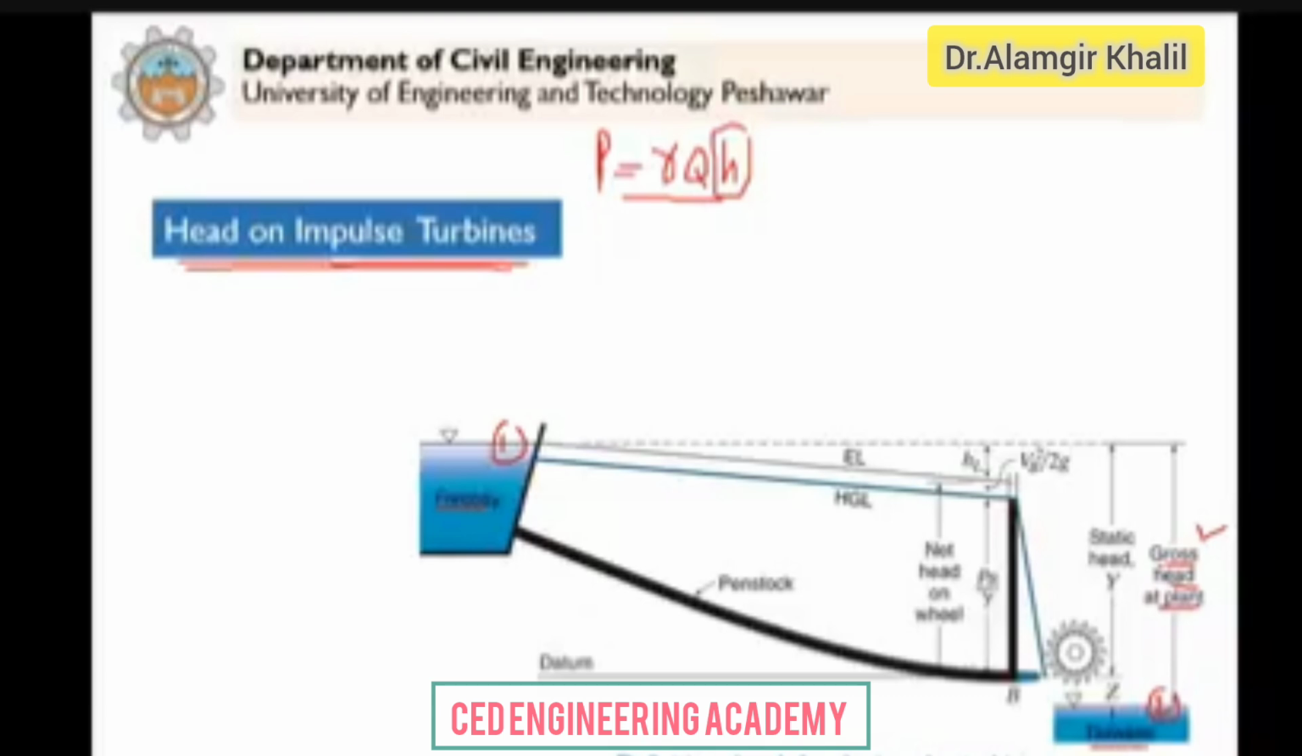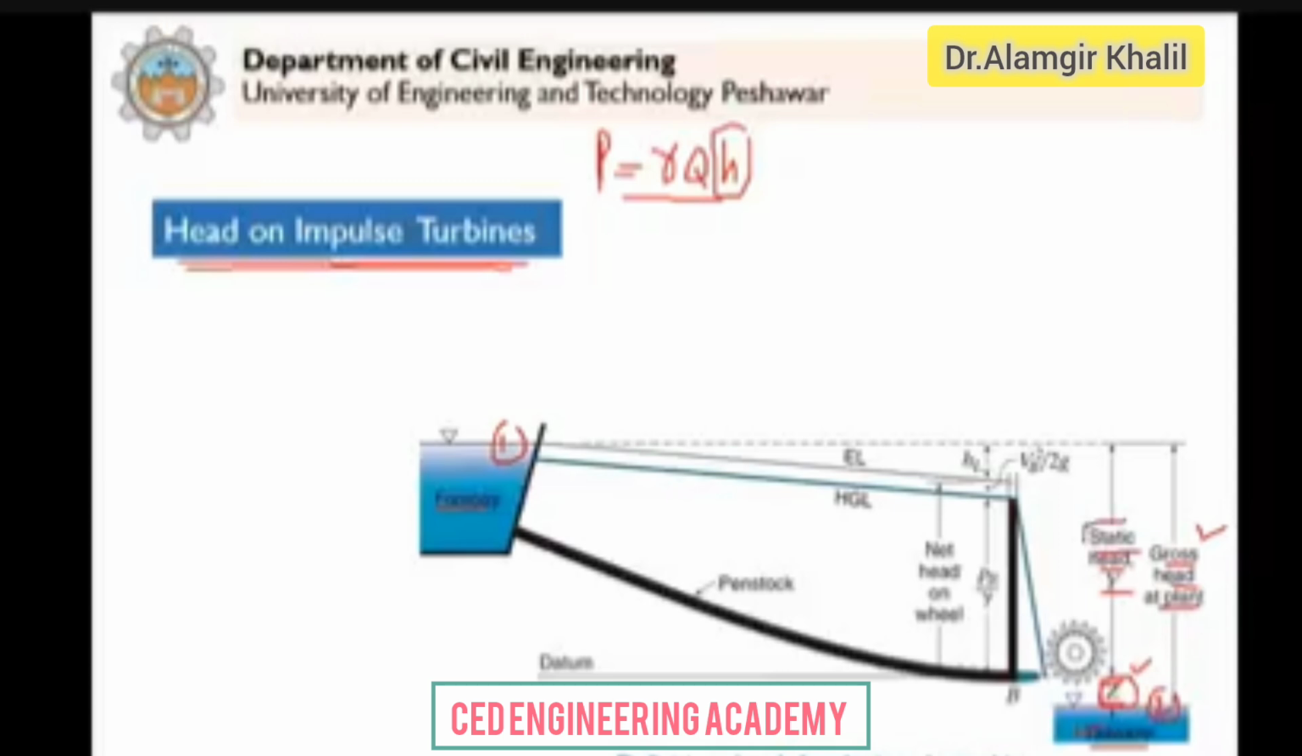Now you know that out of this gross head, because the wheel does not run full, it has to be set above the tailwater. The wheel has to be set above the tailwater by some distance z. So it means this much head is lost. You cannot utilize this because the wheel cannot be in water. So it has to be set above the water by some clearance distance. So from the gross head, this head is lost. This is the static head that is available to the turbine.